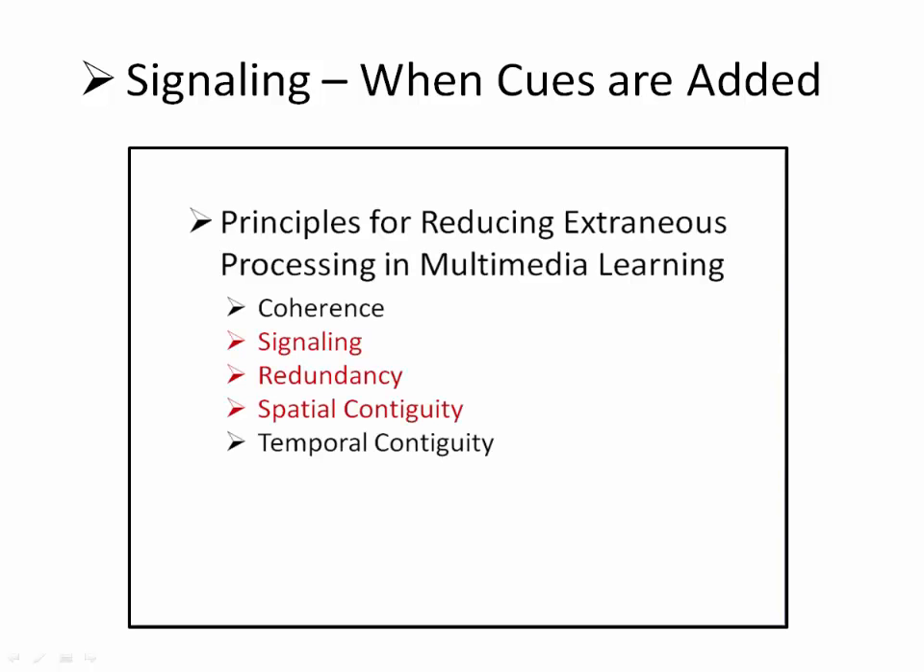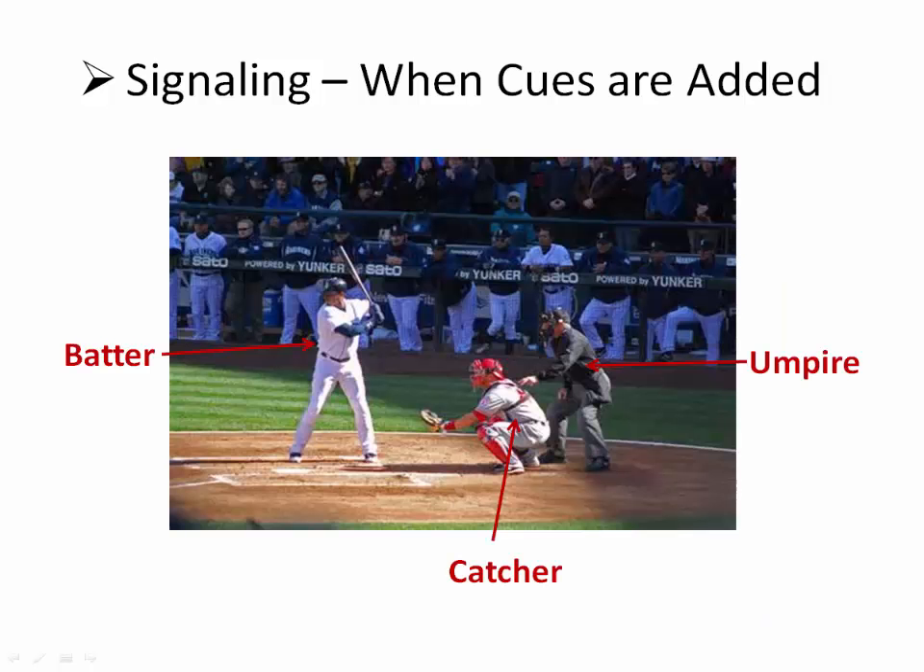The signaling principle is when the learner learns better when cues are added to the multimedia learning. I already did one example of this when I changed the text from black to red in my introductory slide. Again, this is one of the methods of cueing or signaling. A second way is to label the parts of the picture. In this, it's a simple picture of a baseball game where I label the batter, the catcher, and the umpire. And again, learners learn better when they get cues as to what they should be focusing on.